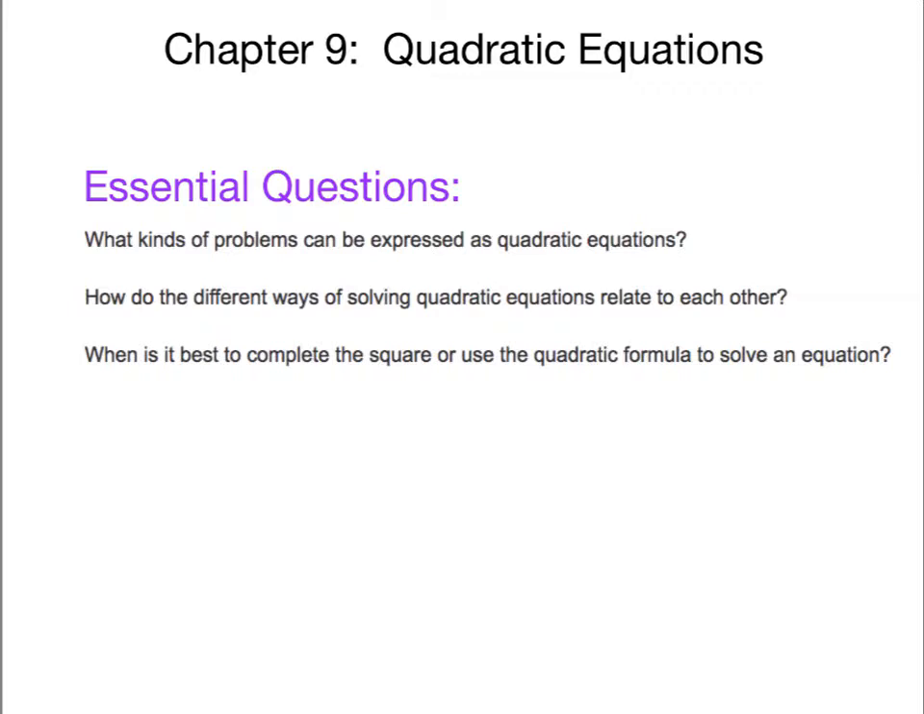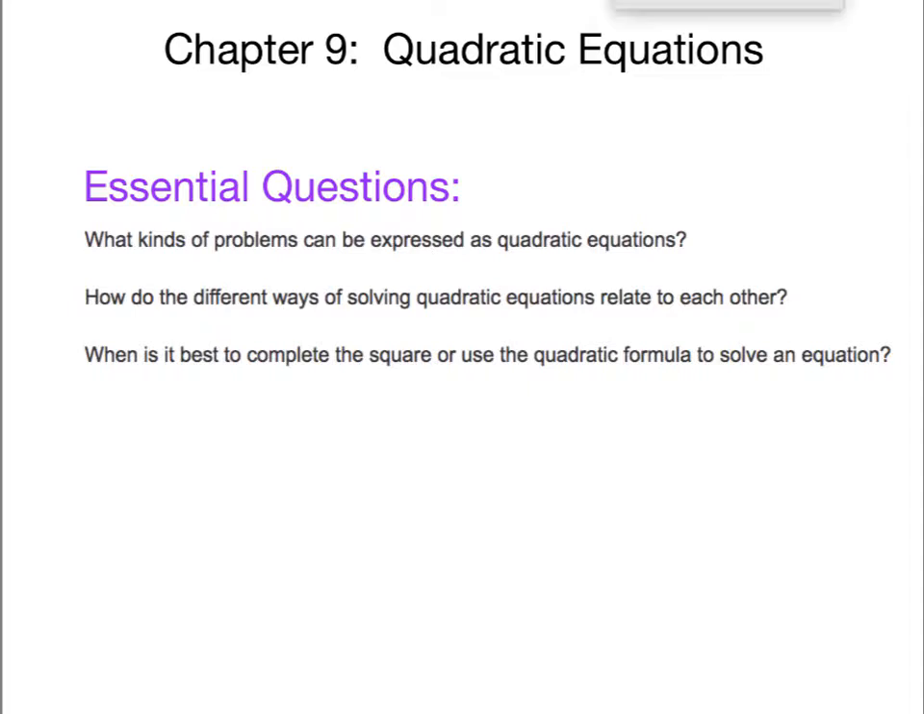The last essential question is, when is it best to complete the square or use the quadratic formula to solve an equation? These are the last 2 methods that we'll be learning this chapter. But I want you to be thinking about it when I introduce completing the square and the quadratic formula. When should I use which method? Which situations or which type of problems work best with the completing the square method? Which situations or which type of problems are best solved using the quadratic formula? I look forward to exploring quadratic equations with you.